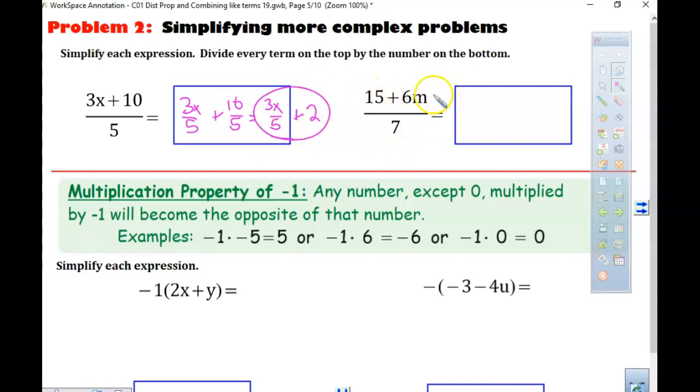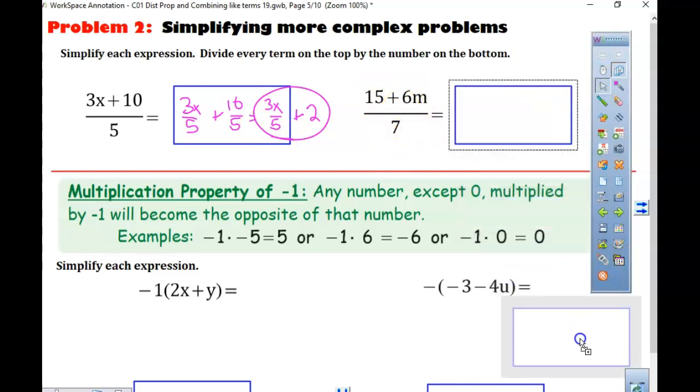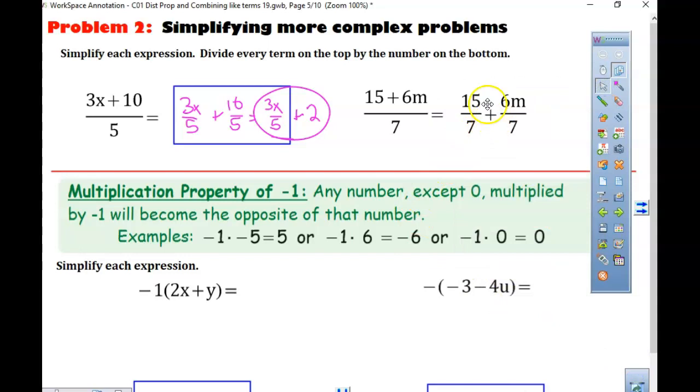I would like you to take a look at this next one, and nothing seems like it's going to simplify, and we are just simply going to write that as 15/7 plus 6m over 7. Remember, keep the variable in your numerator.